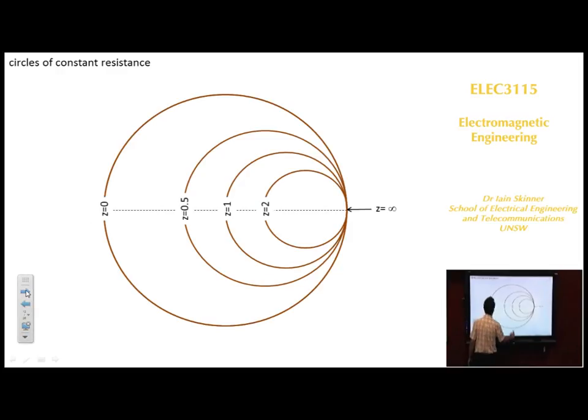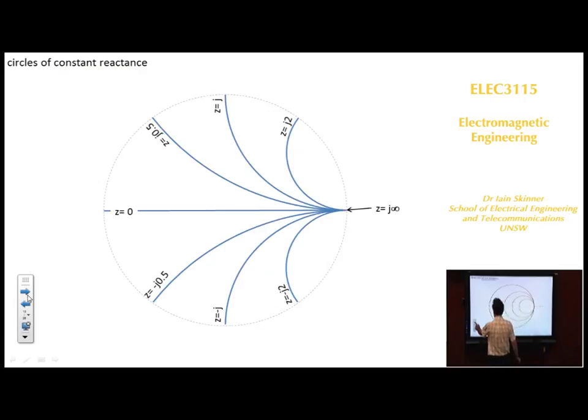Circles of constant resistance. The resistive part of Z is the same everywhere on this circle. We don't know what the imaginary part of Z is, but the resistive part is the same all the way along here. Z equals 0, Z equals a half, Z equals 1, Z equals 2. The other circles are where Z is entirely imaginary. Z equals J2, Z equals minus J2.